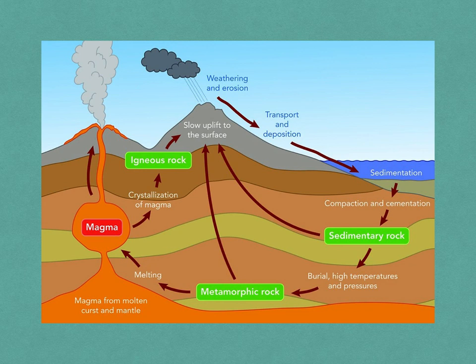Metamorphic rocks are then melted by the magma beneath the Earth's surface, and when the magma crystallizes, it forms igneous rocks. And as those igneous rocks uplift to the surface, the process starts over again.